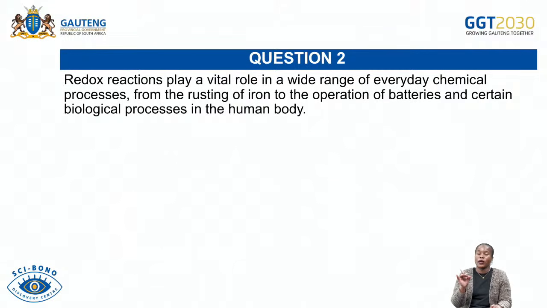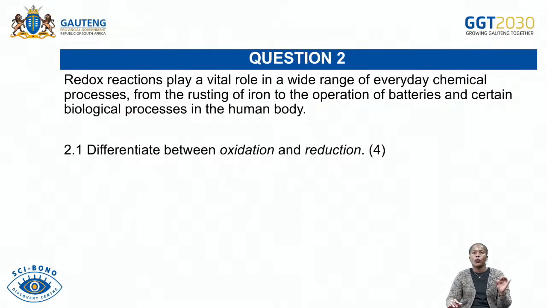Now we know what redox reactions means: reduction and oxidation reactions that happen simultaneously. They play a vital role in a wide range of everyday chemical processes, from the rusting of iron to the operation of batteries and certain biological processes in the human body. And then 2.1 goes on to say, differentiate between oxidation and reduction, because that is the foundation of the whole thing.